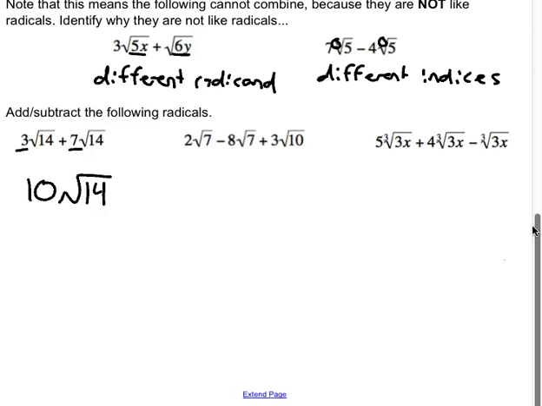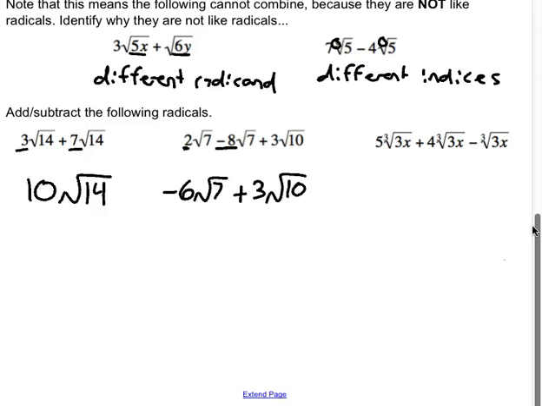For this next one, I have 2 square roots of 7 minus 8 square roots of 7. So that's going to give me a negative 6 square root of 7. And what you notice is then I have a square root of 10. The square root of 10 piece isn't going to be able to combine. So I combine those square roots of 7 together, but the square root of 10 is going to remain on its own as a separate radical.